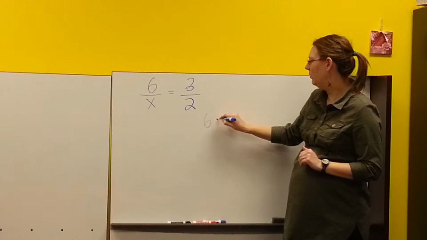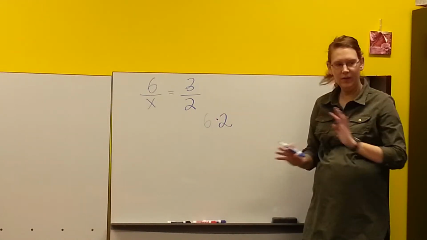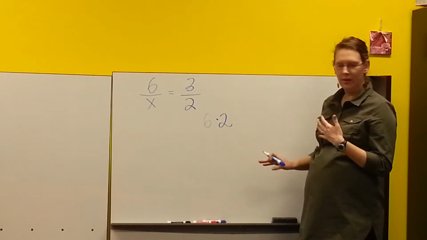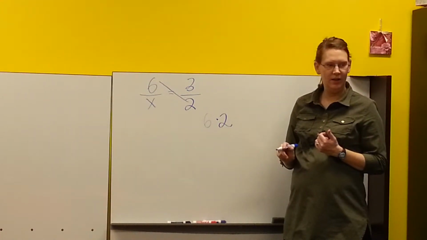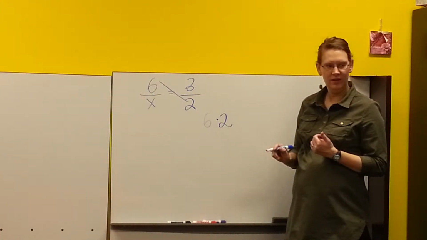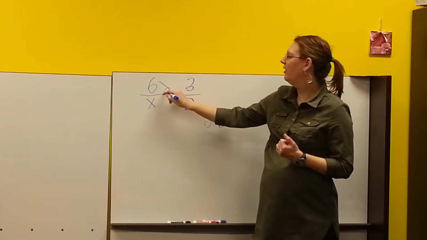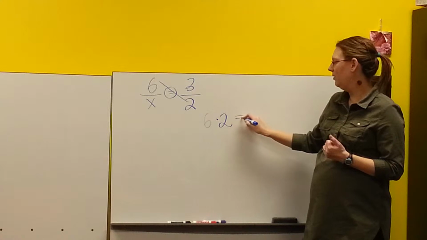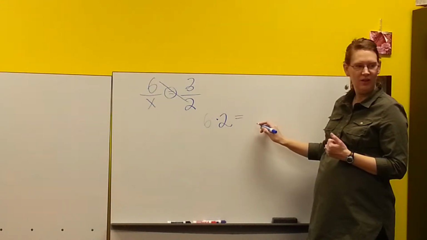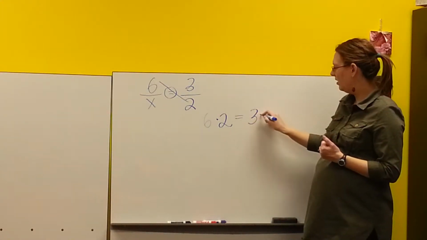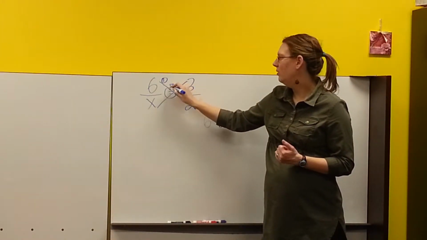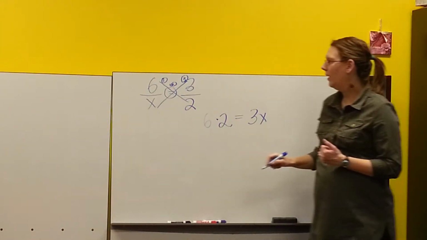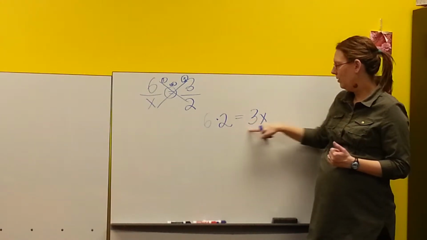Good. 6 times 2. We don't have to solve yet, we're just figuring out the equation. So we've got this one taken care of. What do we do after we do that? Up over. There it is. We circle our equals, we put equals, and what does it equal? 3x. Perfect. The other side. So we've got 1, 2, 3. Okay? Step 1, step 2, step 3.